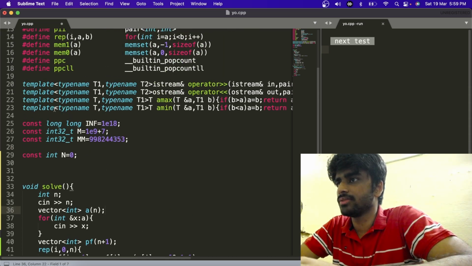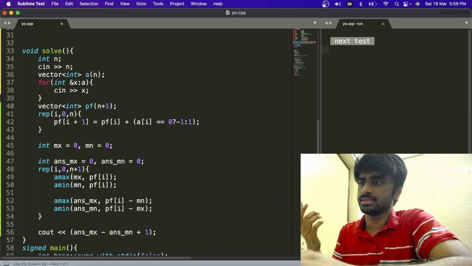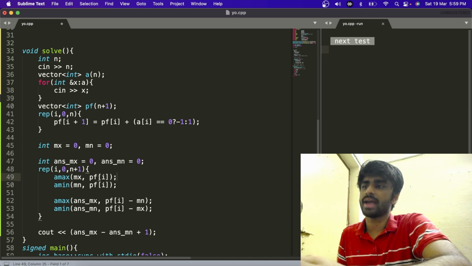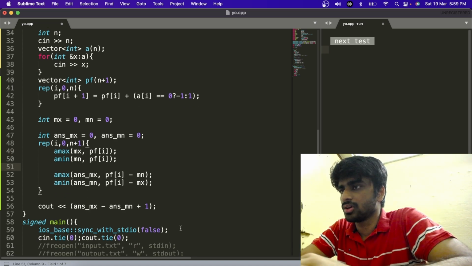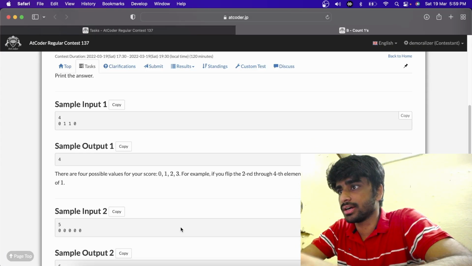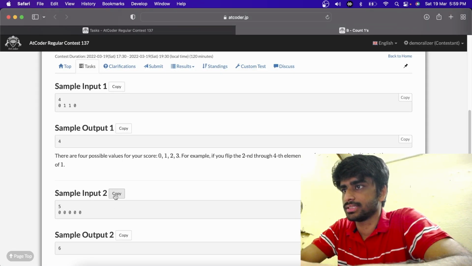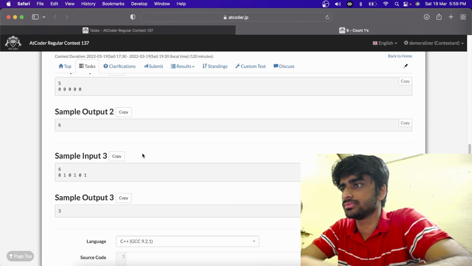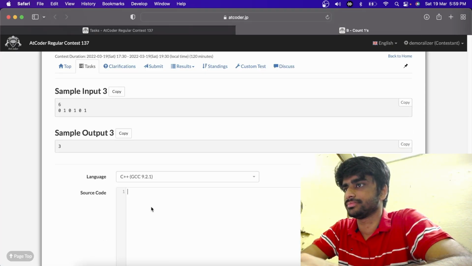And I would like to explain what these Amax and Amin functions are. I have defined these, and basically this is like the plus equal to version of max. So what this will do is store the maximum of max and PFI into this variable max. So I hope this will work. 4, okay. 6, I hope. And 3, 3, okay. Working so far.